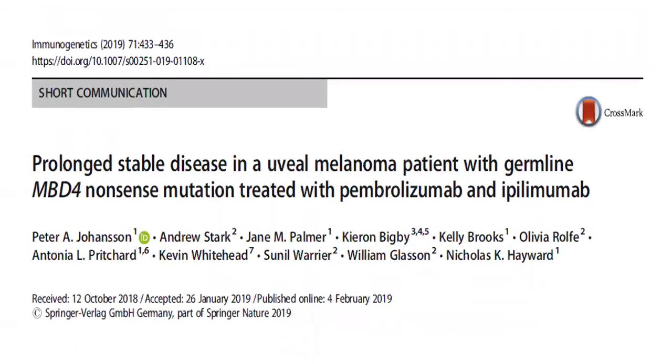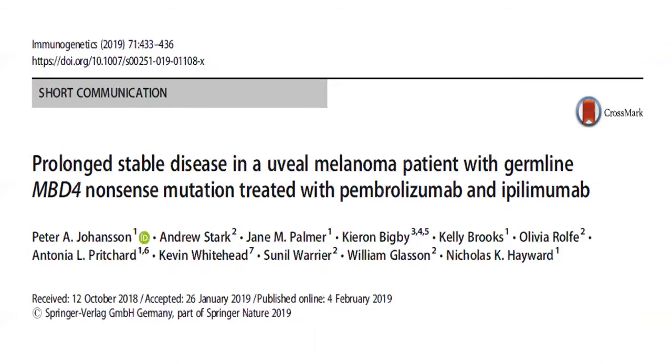We were told of a uveal melanoma patient in Brisbane who had a remarkably good response to combination immunotherapy, and so we analyzed her DNA to see if she too had a germline MBD4 mutation. And we were pleasantly surprised to find that she did have one. And once again, assessment of her tumor showed that she had a very high tumor mutation burden, thus strengthening the association, which we know very well from cutaneous melanoma, between high tumor mutation burden and favorable response to immunotherapy.